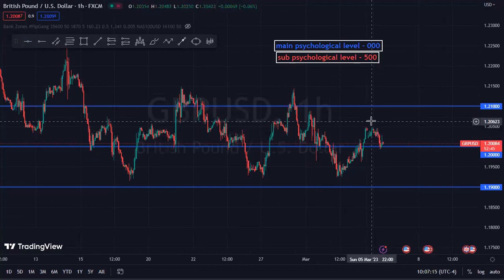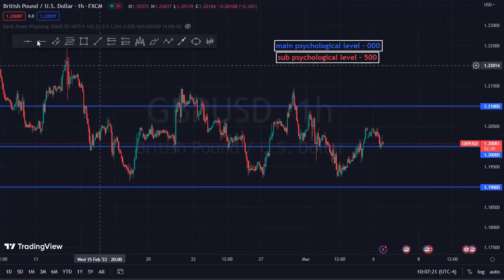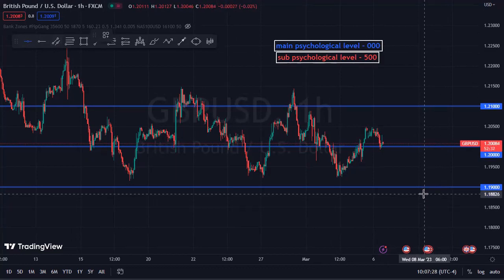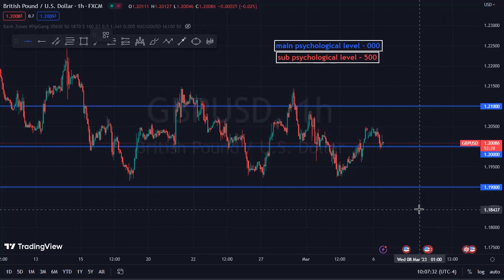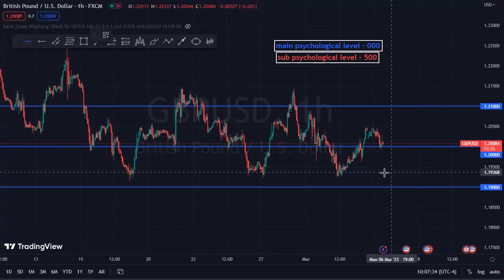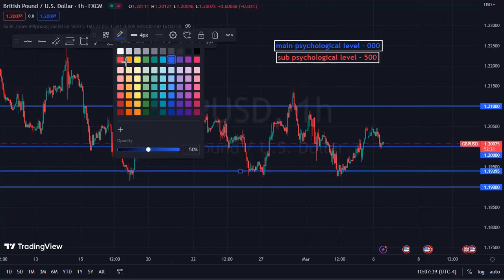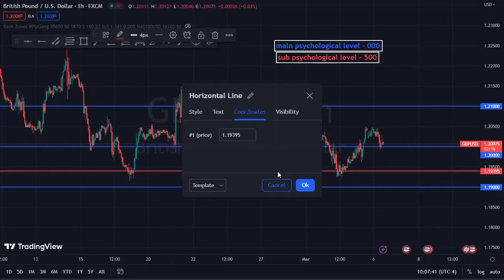What I'm gonna do now is place out my sub-psychological levels, which would be ending in 500. Same routine. We're gonna start from the bottom. Since we started from 1.1900, we're gonna try to find 1.19500. Okay, here we are. I'm gonna place it. This is my sub, so it's gonna be red. Same thing, double click.